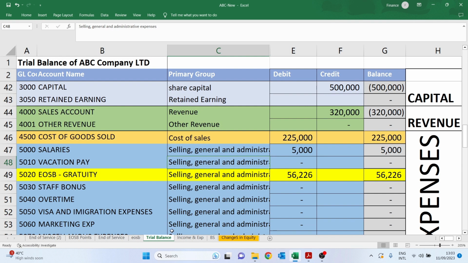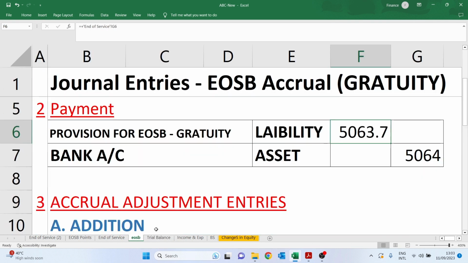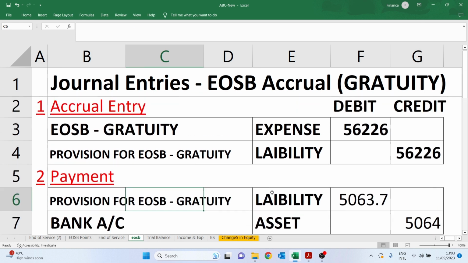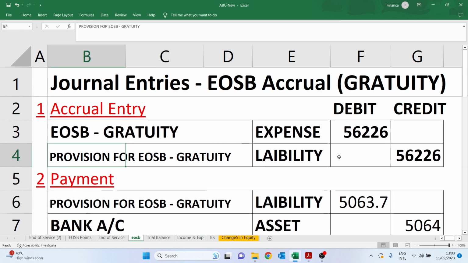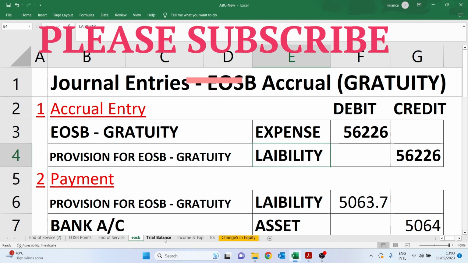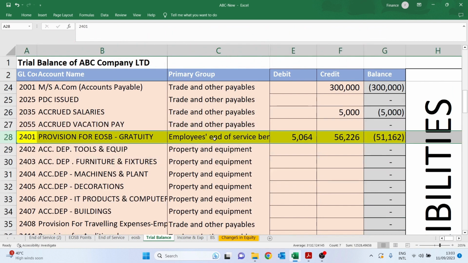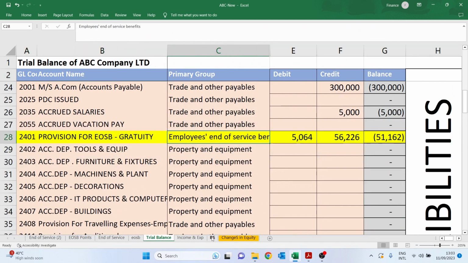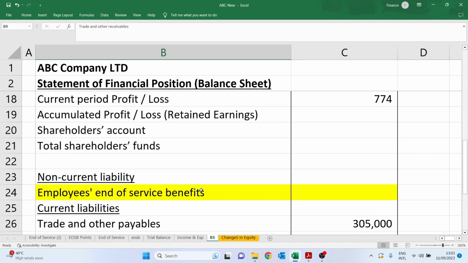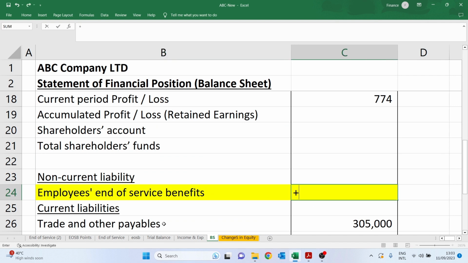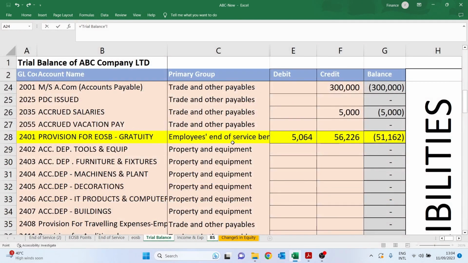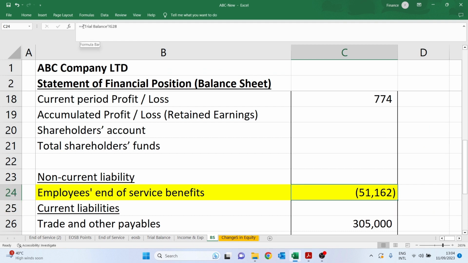And the second part is provision for end of service. It is a liability. So we need to check the balance sheet. This is end of service. It will go to employees end of service benefits in the balance sheet, right? So here, employees end of service benefits. It is not reflected. So let us link that balance, the employees end of service balance. We need to show it as a plus amount because it's the balance sheet.